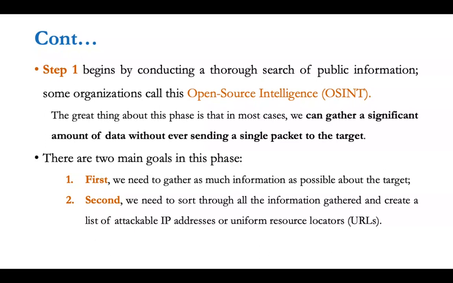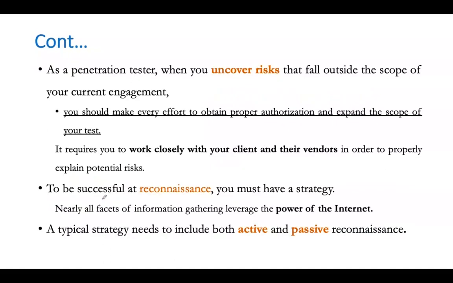There are two main goals in this phase. First, we need to gather as much information as possible about the target. Second, we need to sort through all the information gathered and create a list of attackable IP addresses or uniform resource locators, that is URLs. It is the URLs that are most important. So these are two important pieces of information which any penetration tester does in the very first phase, right?